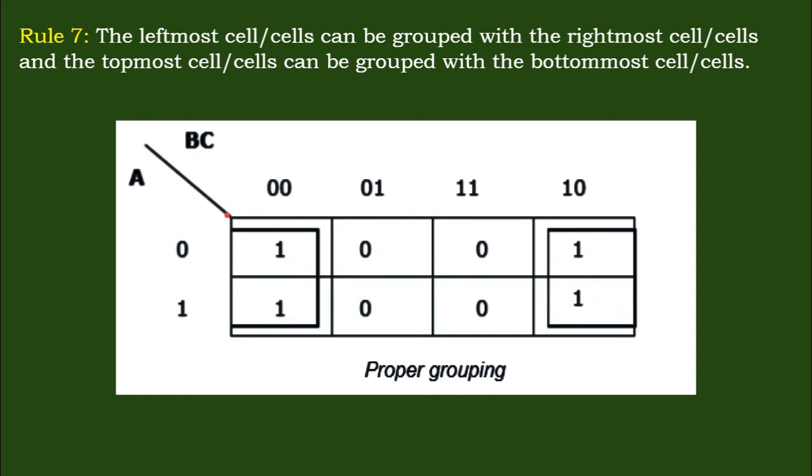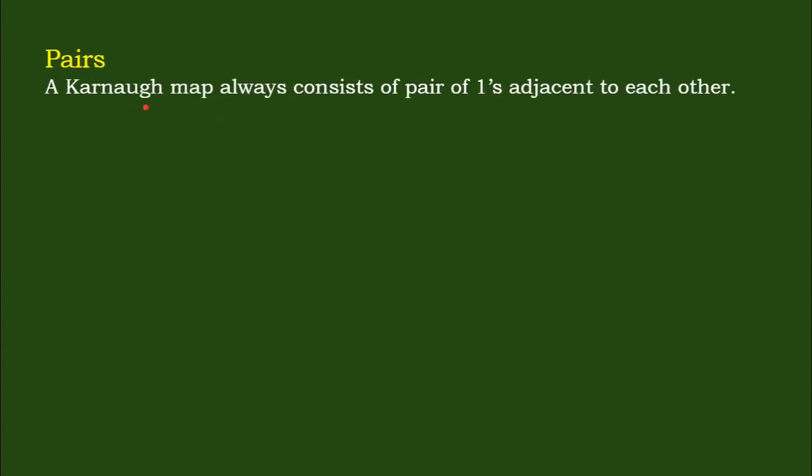That means if, for example, there are 2 ones here and 2 ones here, we can roll this map in a horizontal way to get these 4 ones together. So that is called either horizontal or vertical rolling. In that way also we can form the proper groups. Now let us see a few terms in this Karnaugh map.